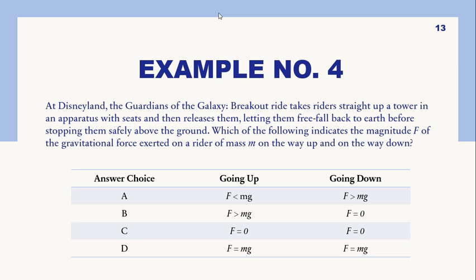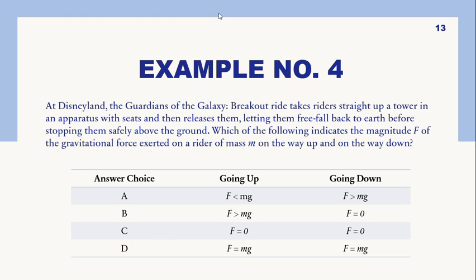Example number 4. At Disneyland, the Guardians of the Galaxy breakout ride takes riders straight up in a tower in an apparatus with seats and then releases them, letting them free fall back to Earth before stopping them safely above the ground. Which of the following indicates the magnitude, F, of the gravitational force exerted on a rider of mass m on the way up and on the way down?